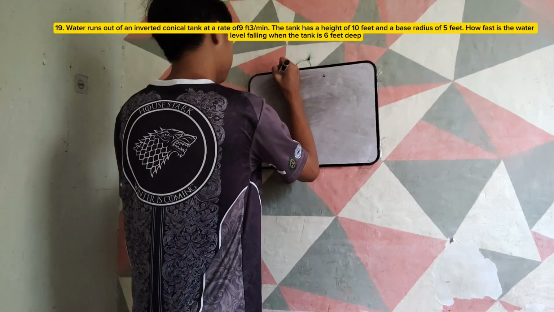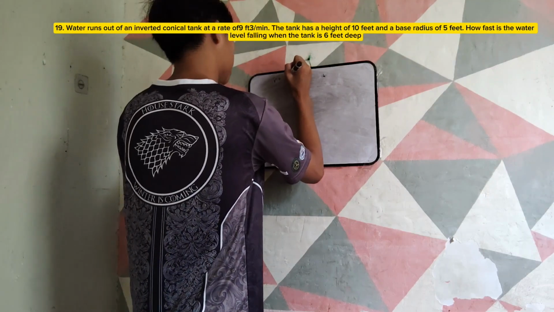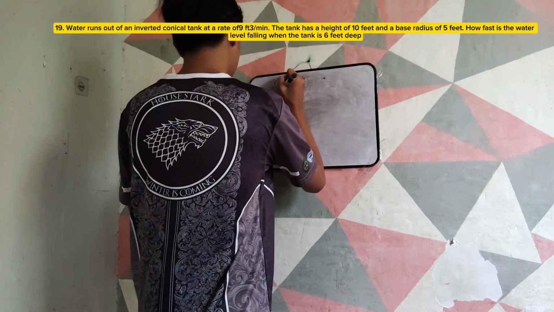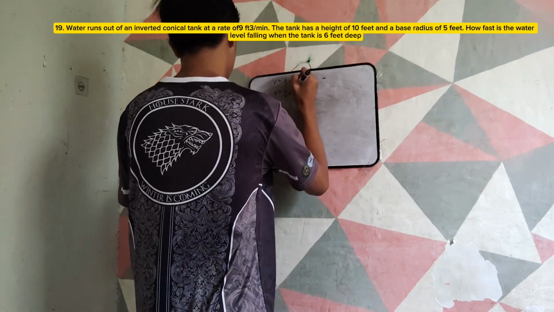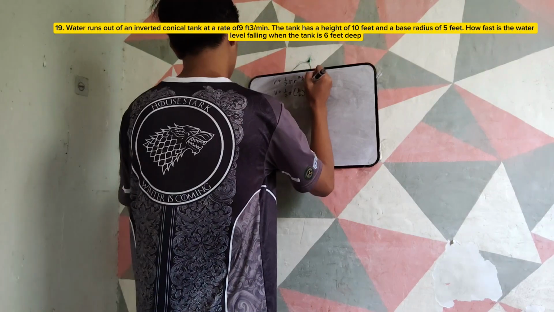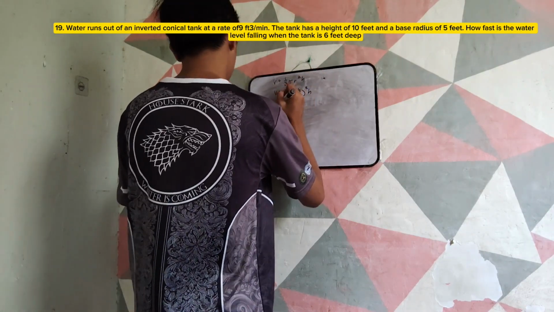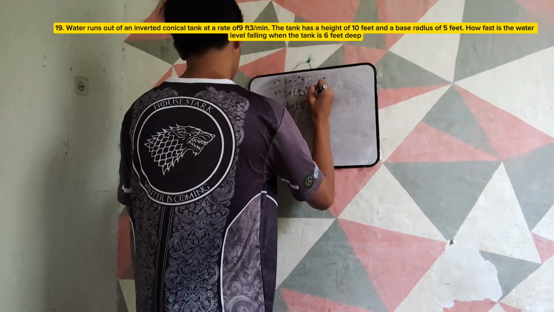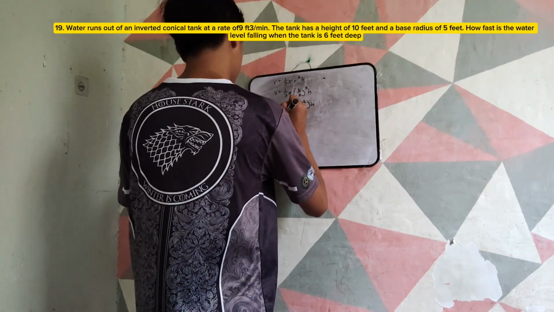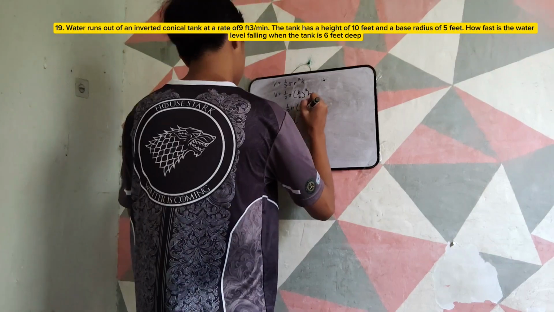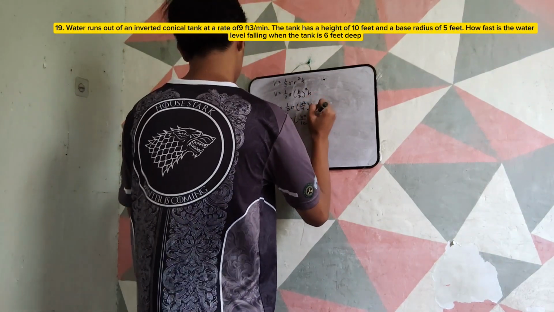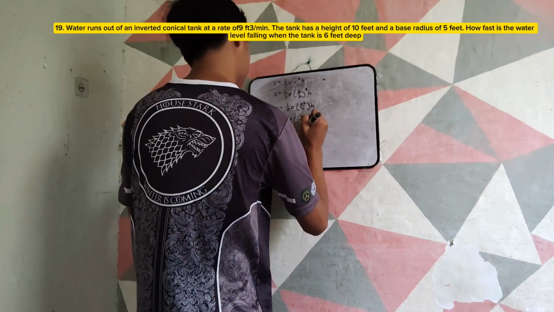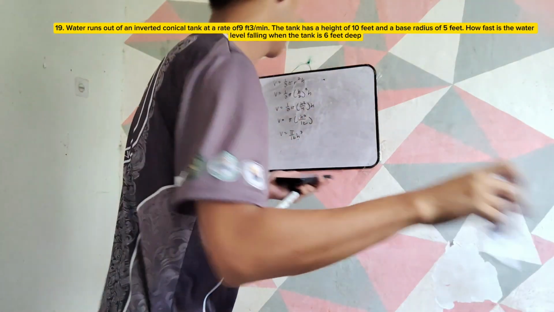So again, the volume is equal to 1/3 pi r squared height. So V is equal to 1/3 pi height over 2 squared times height. So V is equal to 1/3 pi height squared over 4 times height. So V is equal to pi times height cubed over 12. So therefore V is equal to pi over 12 height cubed. So we should use it later.